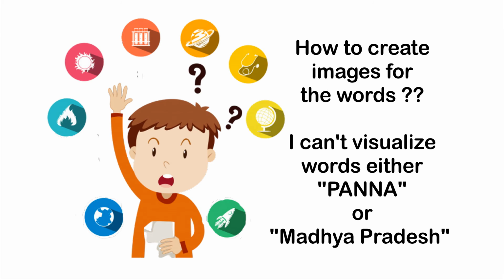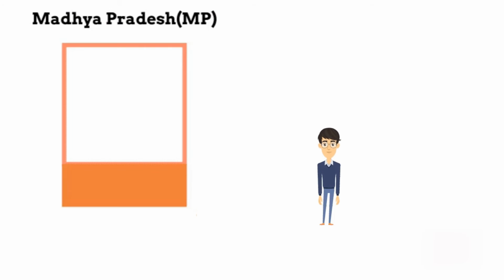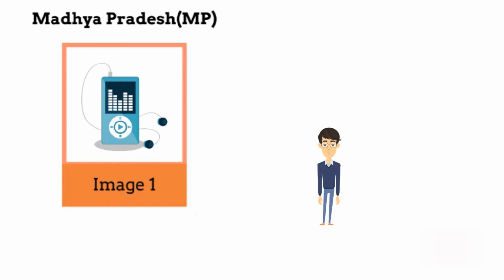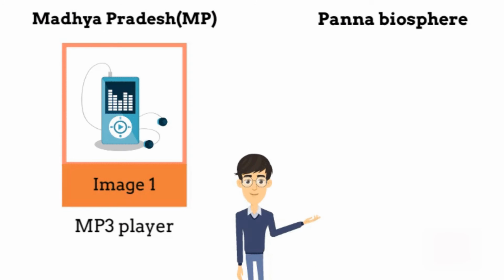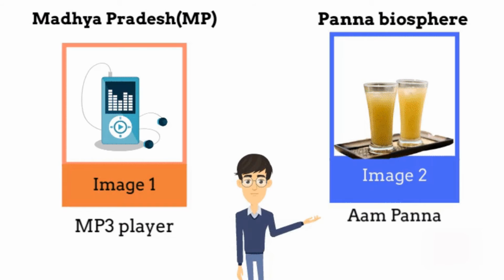We will try to create an image for the word Penna. But before that we will have to create image for Madhya Pradesh. Madhya Pradesh is also famously known as MP. We will visualize an MP3 player for the word Madhya Pradesh. You are free to choose your own image. It is important that you can visualize the image. Moving on. We will create image for the word Penna. The word Penna makes me remind of Penna. Penna is an Indian drink renowned for its heat-resistant properties. You are free to choose any image which makes you recall the word Penna.